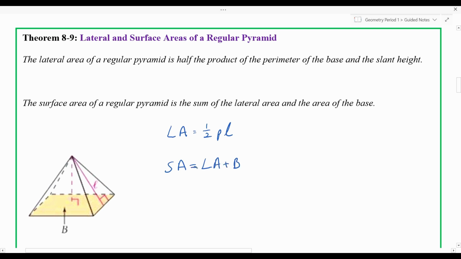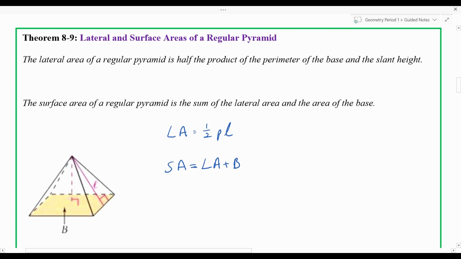Now if you realize here, unlike before, in which our formula had 2B, that was for cylinders and prisms, and that was true because they have two bases. A pyramid only has one base, so since it has one base, we only take care of it once.